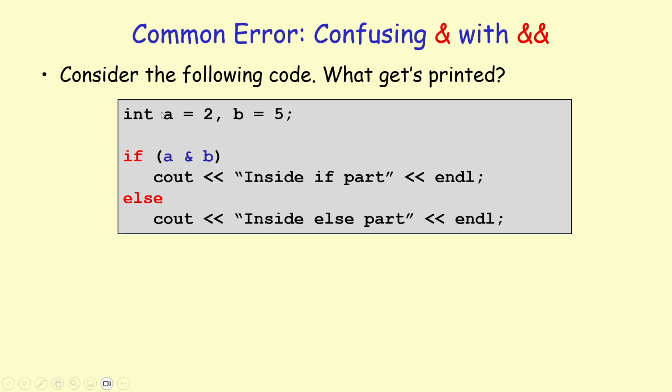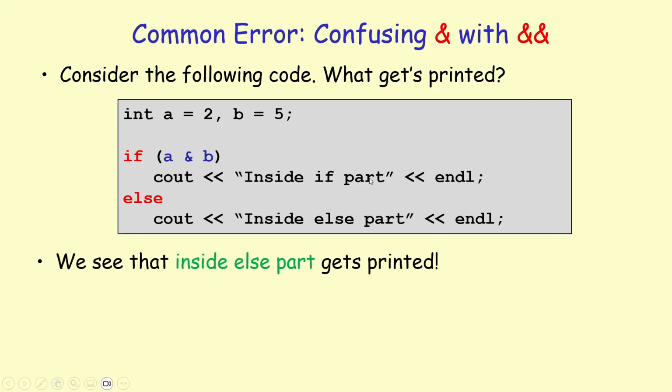And if you think about it, A is 2, so in C++, any non-zero value is considered to be true. That means A is true, B is true because B is 5. So you would think that A and B would be true, and we'll see inside the if part on the screen. But when we execute this code, we'll see inside the else part. So the else part gets executed, and you will get confused. I mean, again, what's going on?